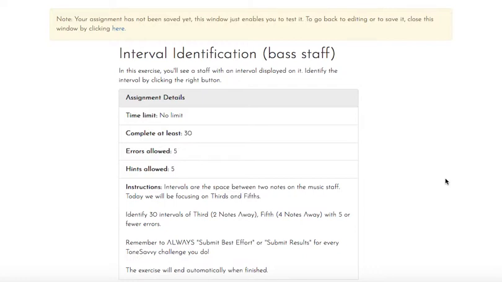Today I'm introducing to you a new interval, and intervals again are the spaces between our notes. So we are measuring how far apart our notes are. In tutorial number 1, we focused on unisons and thirds. Thirds are 2 notes away, unisons were the same note.